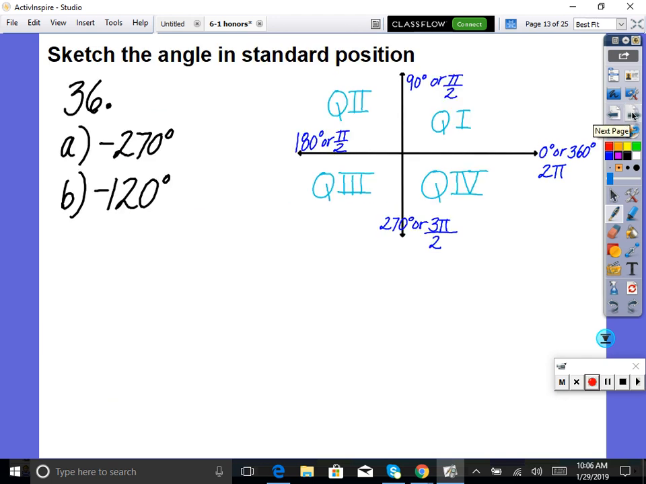So let's look at some examples from the homework. This is 36. So what it says is sketch the angle in standard position. This is what you would do. You would draw an XY chart. I want to see an XY chart like that, okay? So we're drawing in negative 270 degrees. There's two ways to do it. You first of all have to draw your initial side, correct? Now, I need to go negative 270 degrees. So doesn't that mean I need to be going down? Now, which quadrant will that fall in?